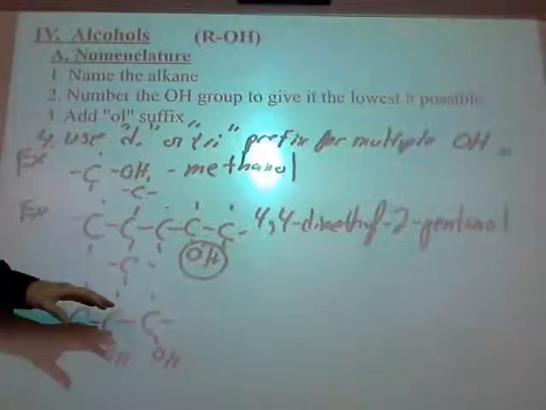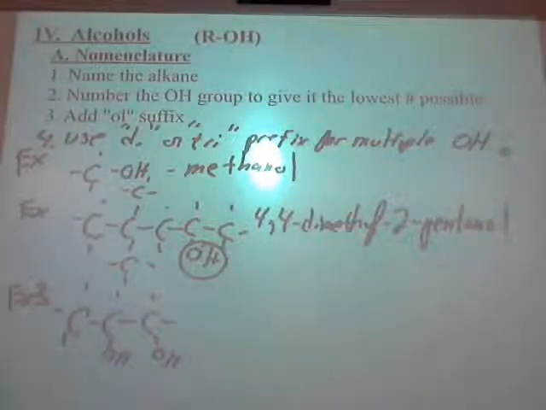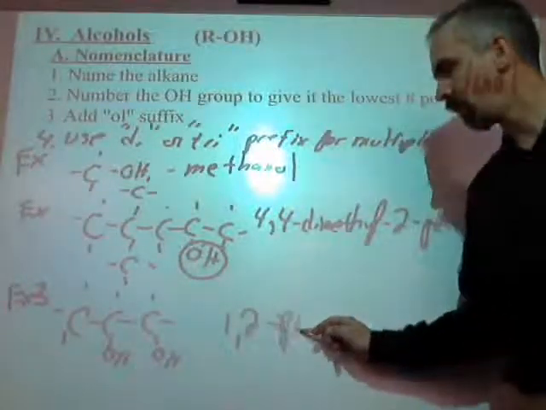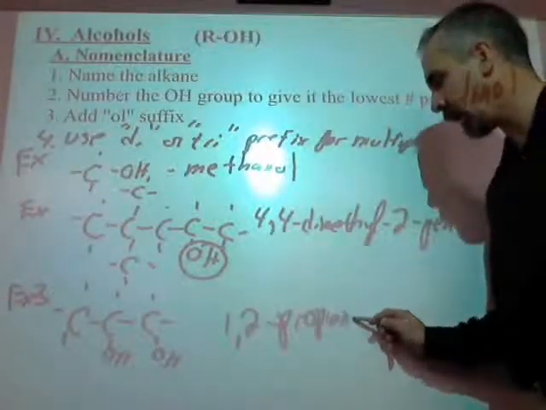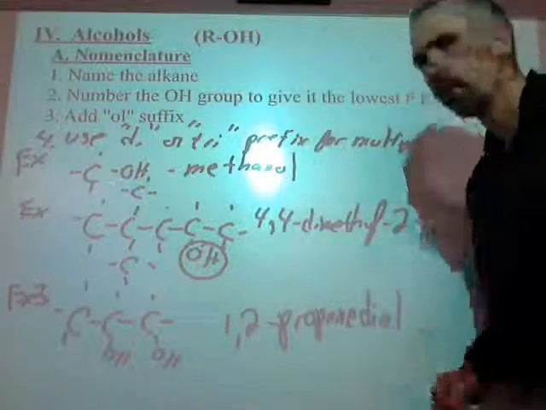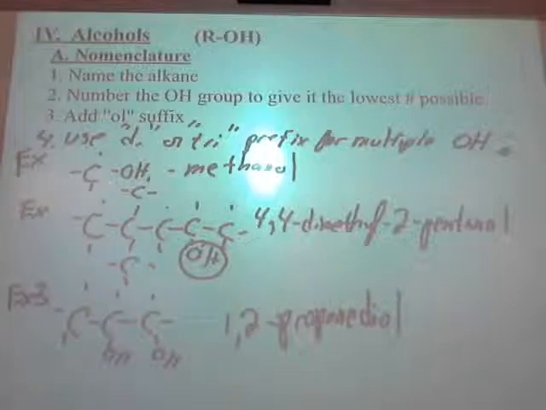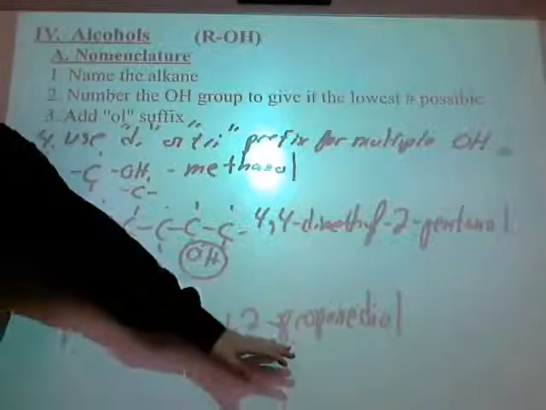But this guy, his actual name is what? What would you call this guy? You have to number the OHs. 1, 2, this is kind of weird, propane diol. Okay, 1,2-propanediol is how you would name that guy. And the ethylene glycol would have been 1,2-ethanediol. Ethanediol, I mean. Okay? Not ethane.